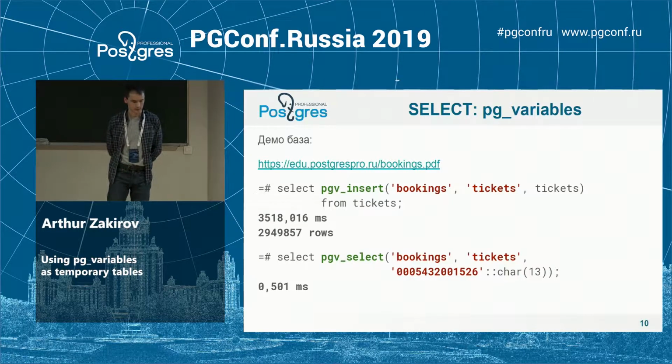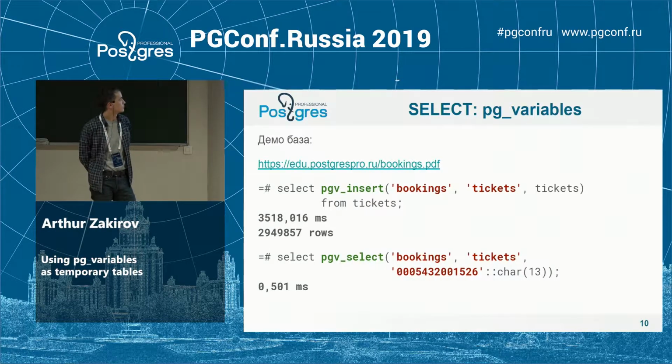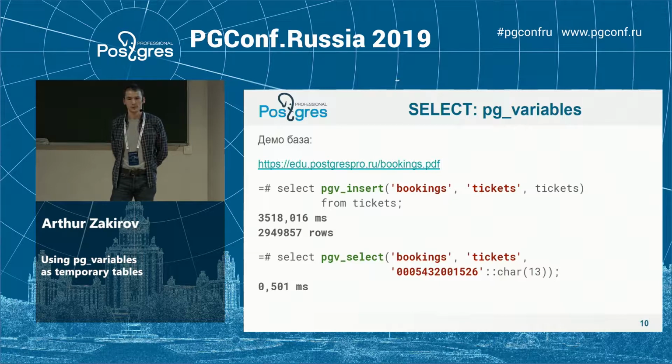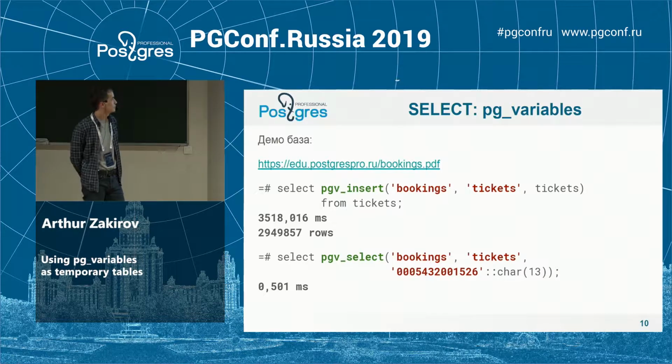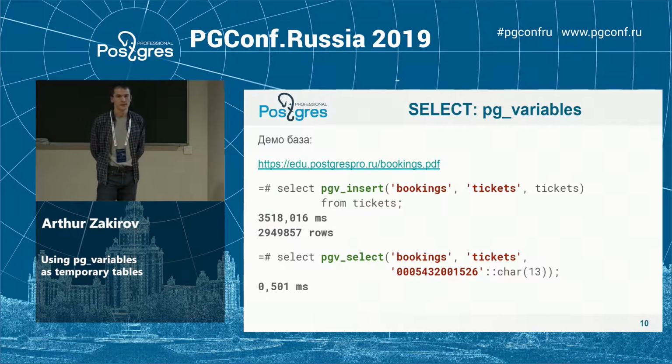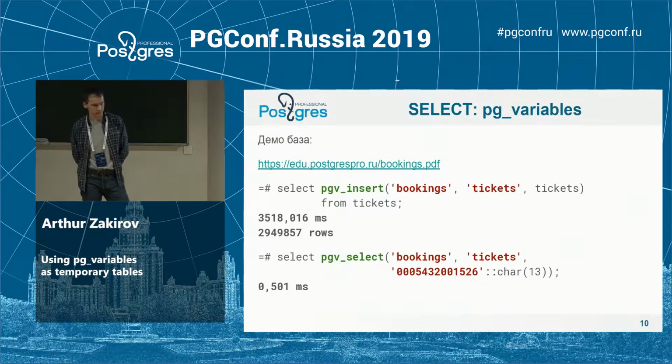I have some examples in my presentation, examples of work with PG variables. I used our demo base that you can download under the link. There is a description of 3 types of database. And in this case, I loaded a table with 3 million lines.